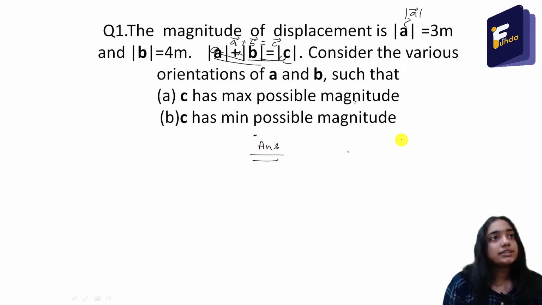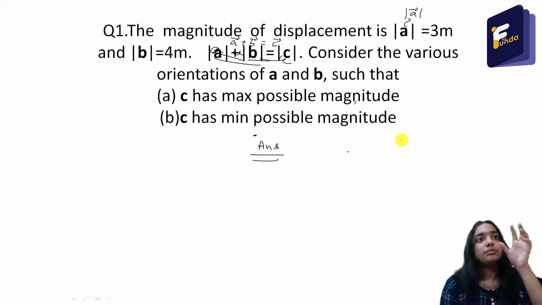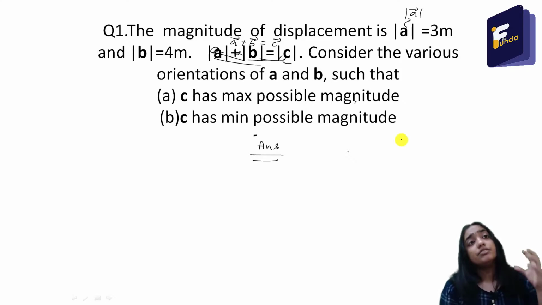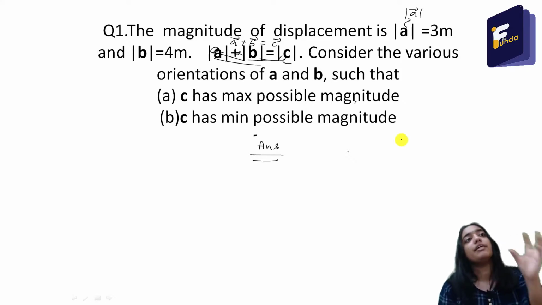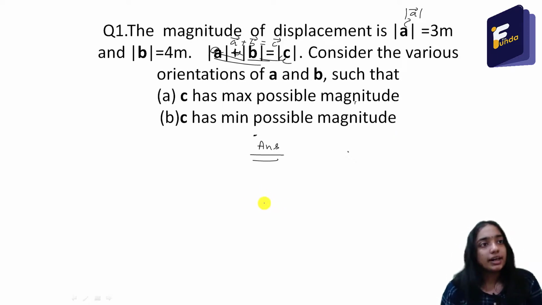So now we are asked that there are two vector quantities, say A and B, and the sum is say C, and the magnitude of A is 3 meter, magnitude of B is 4 meter, and we are asked in which direction we are going to put A vector and B vector such that C will have the maximum magnitude and minimum magnitude. So say that A vector is like this. I don't know what is A vector because I have only the magnitude 3 meter. Say it is in this direction and B vector is in this direction.